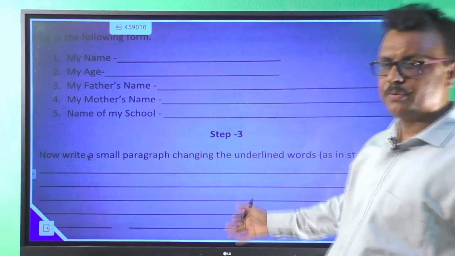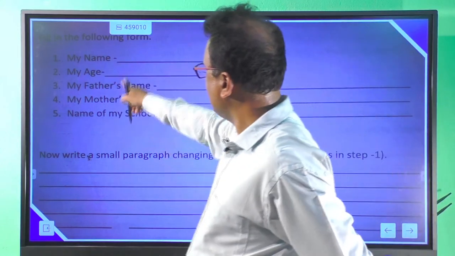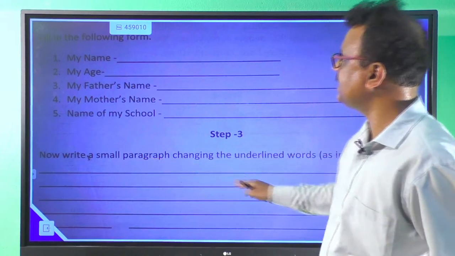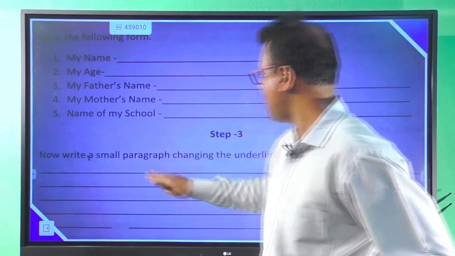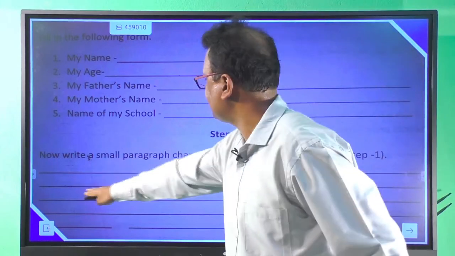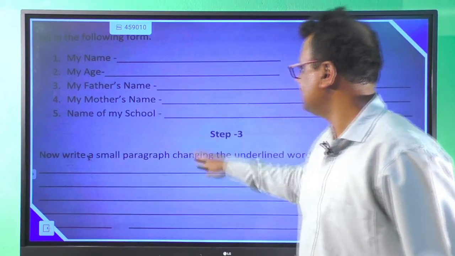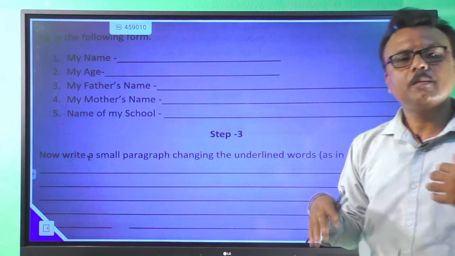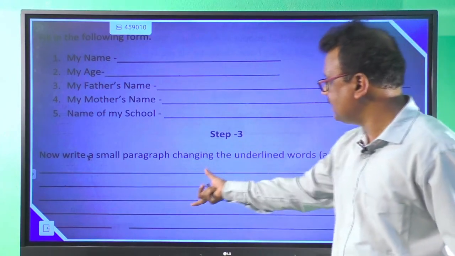Here is a person for you. You have to write your name, your age, your father's, mother's name, the name of your school, and you have to write a small paragraph. My name is Soumya. I am from Rangyapal Primary School. My father's name is Surendra Kumar Patti. My mother's name is Annapurna Patri. In this way, I can write down my data and write a small paragraph.